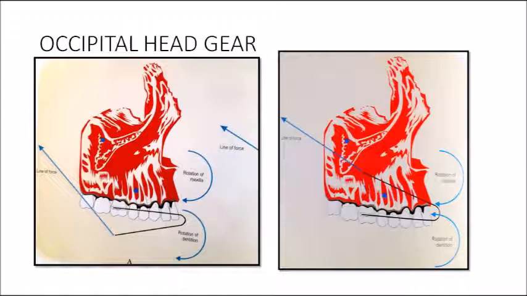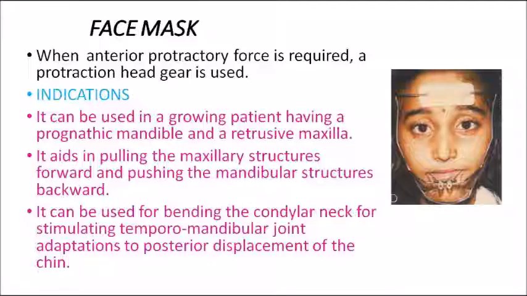So overall, to summarize, you have to understand that when you are giving a line of force below the center of resistance, it produces a clockwise rotation of maxilla as well as the dentition. But if you are giving a line of force above the center of resistance, then it can produce a counterclockwise rotation. So below the center of resistance, it is a clockwise rotation, and above the center of resistance, it is a counterclockwise rotation. So after discussing about headgear, the next orthopedic appliance we are discussing is the face mask.